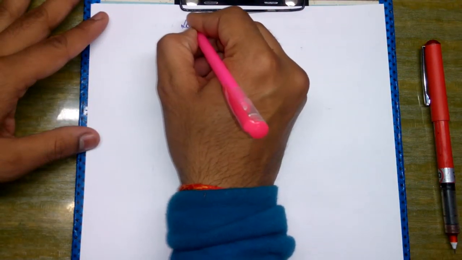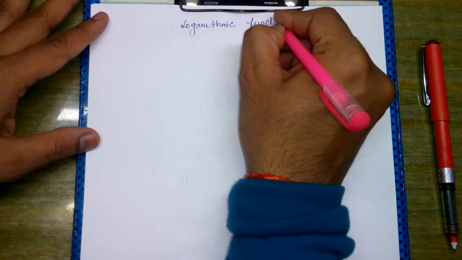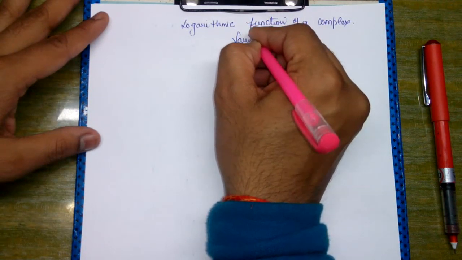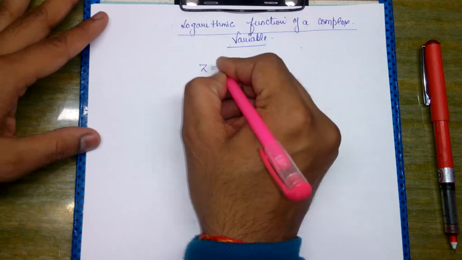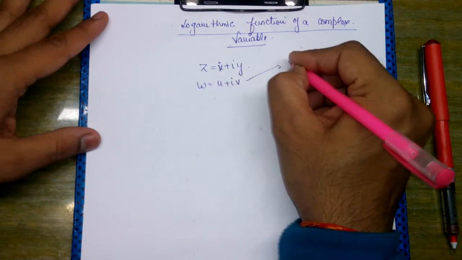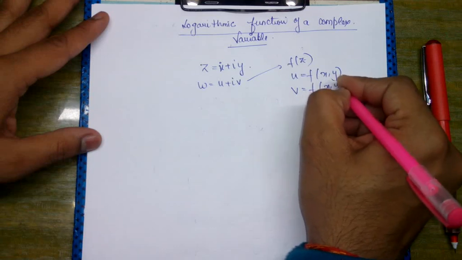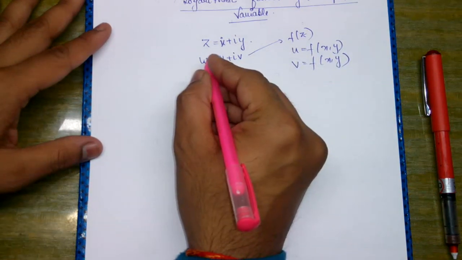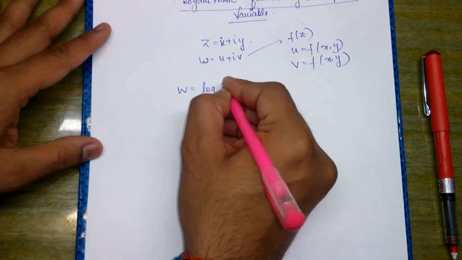Now we will start with the logarithmic function of a complex variable. We have already defined that z is equal to x plus iy and w is equal to u plus iv, where w is a function of z, and u is a function of x and y and v is also a function of x and y. Now w is said to be a logarithm of z to the base e, and w is written as log z to the base e.